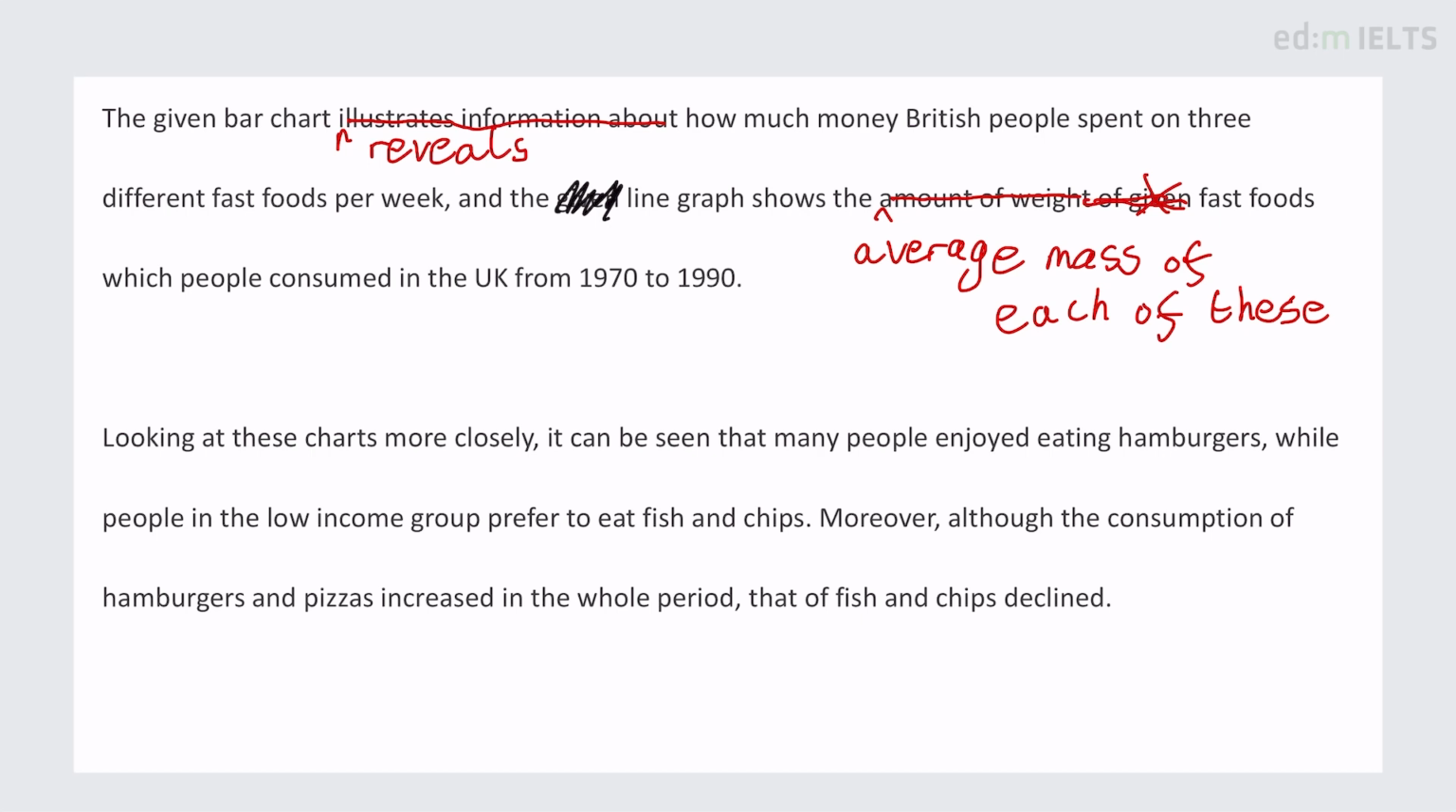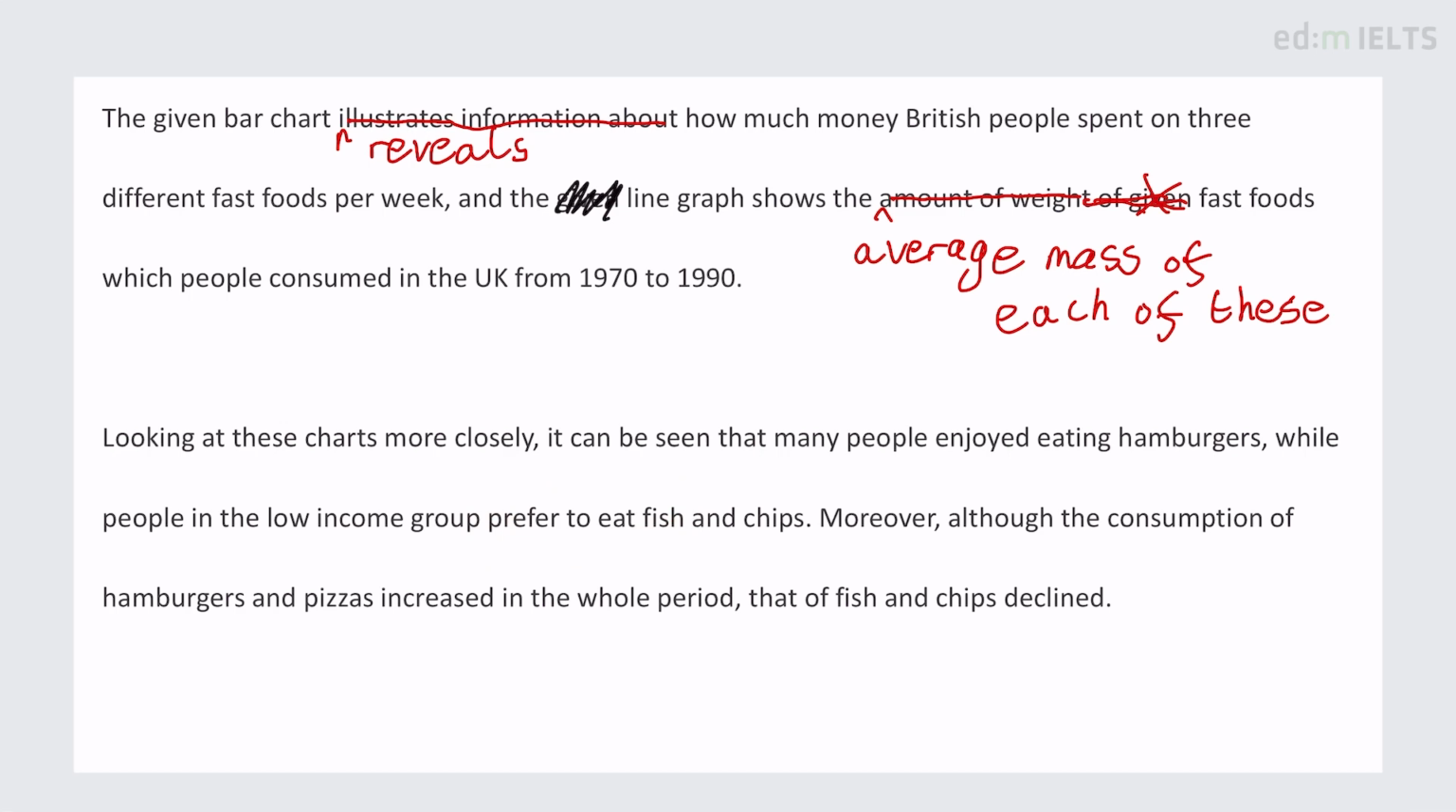Anyway, let's move on. So looking at these charts more closely, the bar chart and the line chart, it's really line graph, I guess, but line chart is okay too. It can be seen that many people enjoyed eating hamburgers, while people in the low-income group prefer to eat fish and chips. So what do you think about this? Does anything stand out to you? Because to me, the problem which comes to mind is we've got this language about people enjoying eating hamburgers and what they prefer to eat.